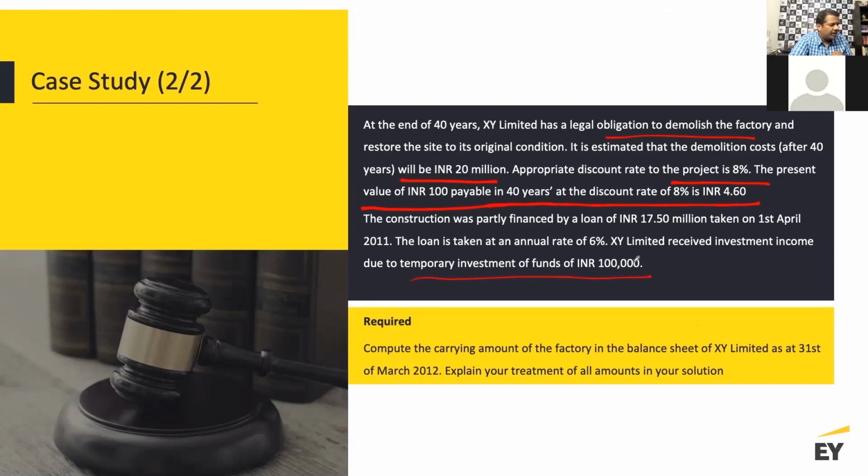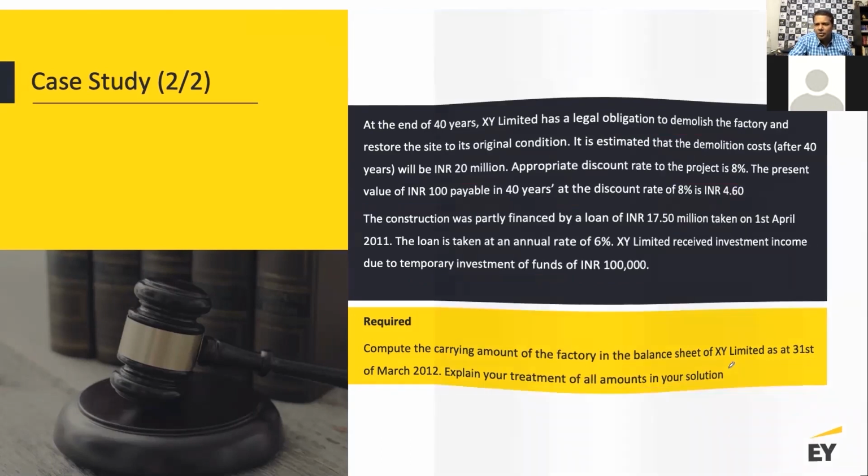What is required here? Compute the carrying amount of the factory in the balance sheet of XY Limited at 31st of March 2012. We started on 1st of April 2011, completed the construction on 30th of November 2011, and started the production from 1st of February 2012. I need to compute my balance sheet as of 31st of March 2012. Explain your treatment of all amounts in your solution. You have to be detailed in your solution and approach. Give as much information as you understand in relation to this question. Structure it properly as you draft your answer.